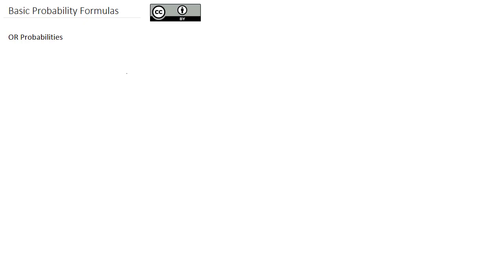The first one we're going to look at is the OR probabilities. When I am talking about an OR probability, we want either the first event, I'll call it A, or the second event, I'll call it B, or both to occur. And we write this as the probability of A or B occurring.